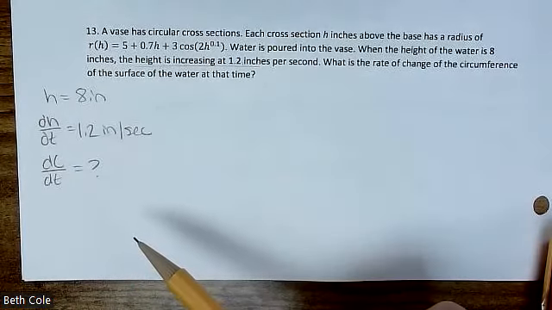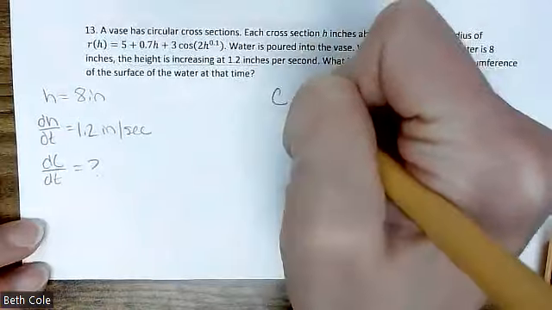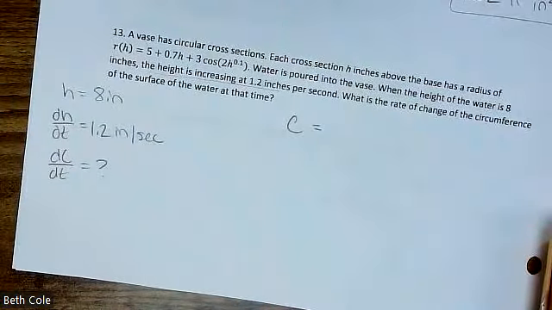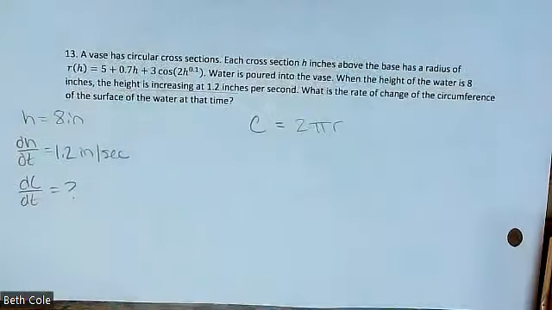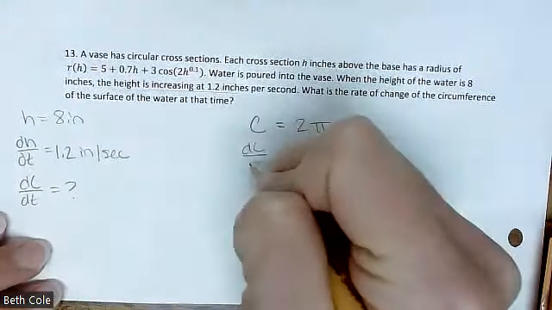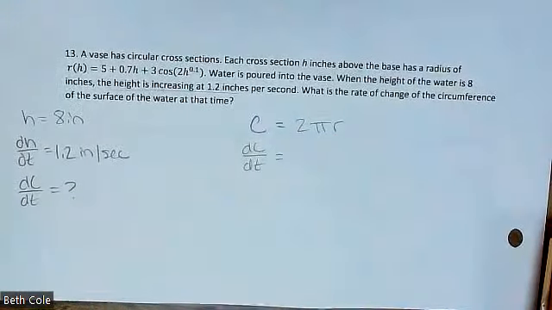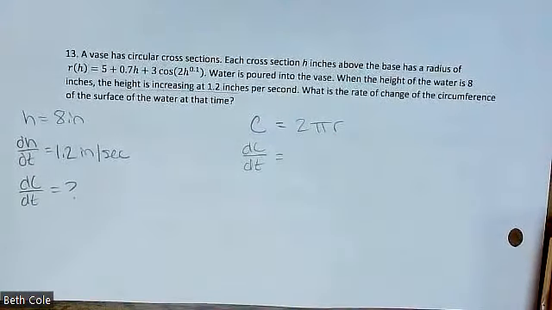See where we would go with this here. So I guess we need a formula for circumference. So what is your circumference for a circle? It's 2 pi r. We kind of just talked about that in the last one. So derivative dc dt equals, and then what's that derivative?